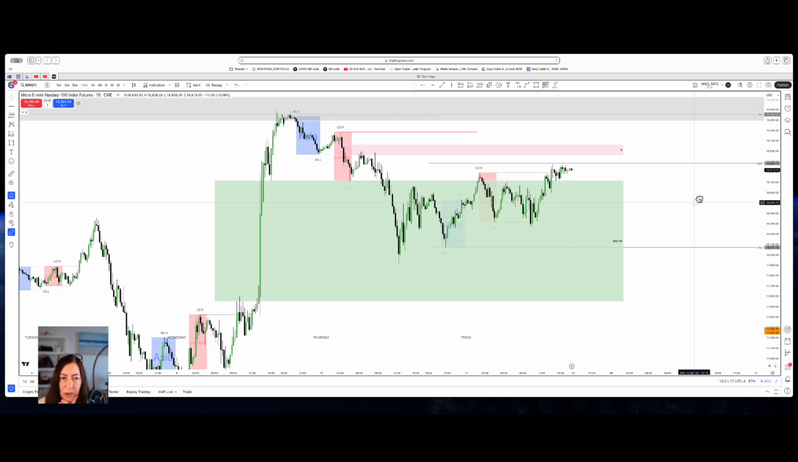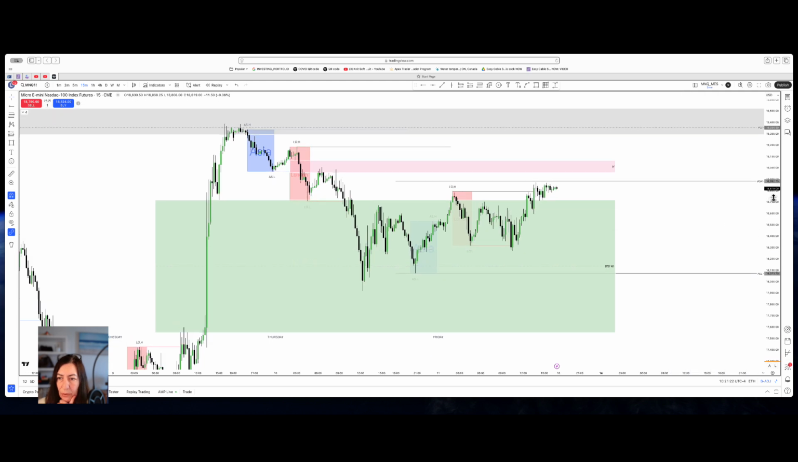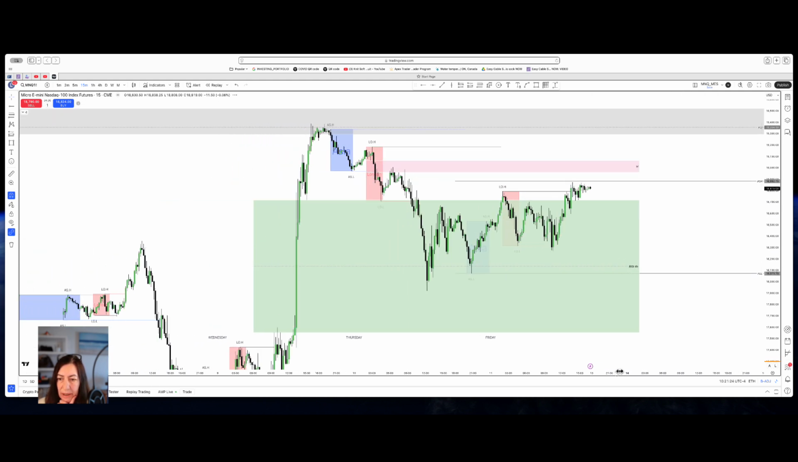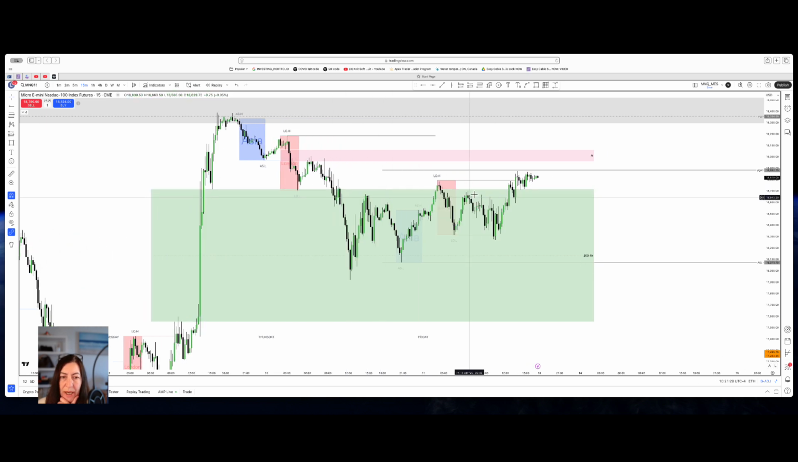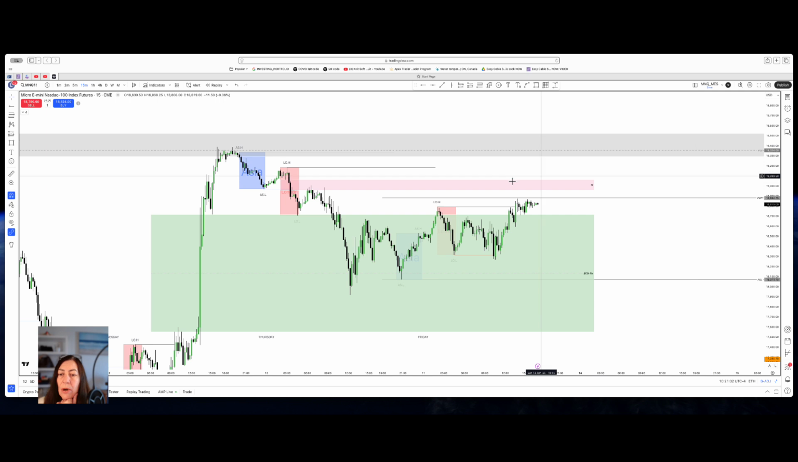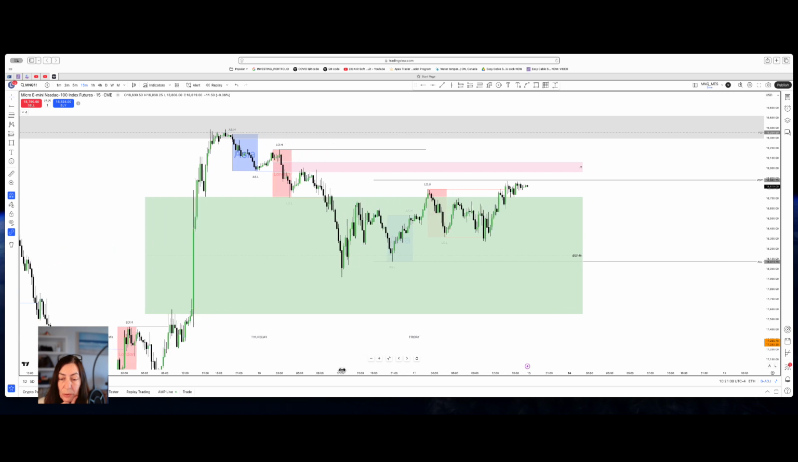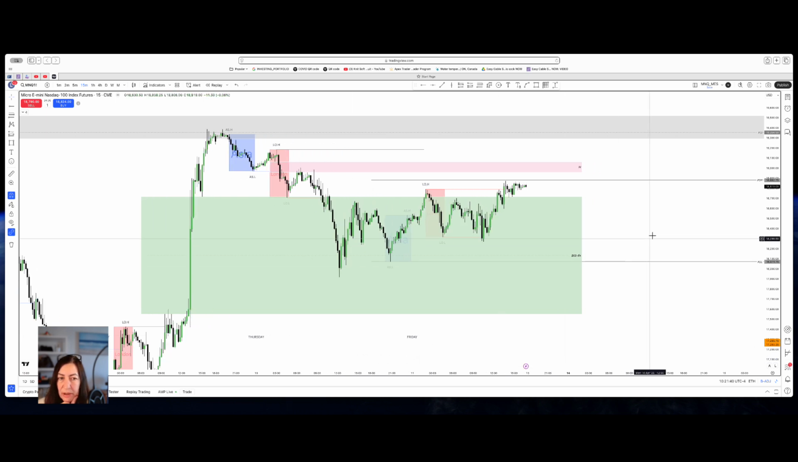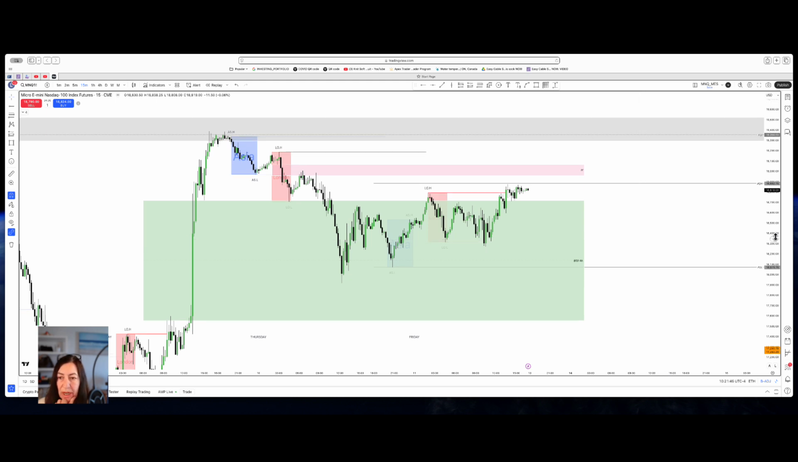So that's how I do my top-down analysis, starting from the weekly, the daily, the 4 hour, the 1 hour, and I just work my way down. If you're only focused on the smaller time frames, you can really get caught unawares, because the higher time frame is always going to be the most prominent magnet for price.